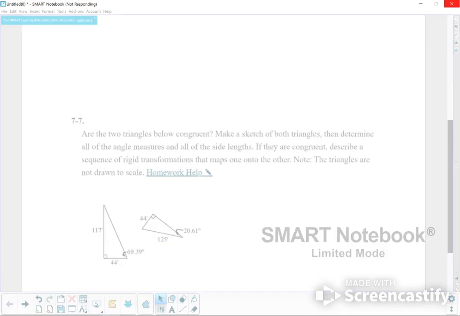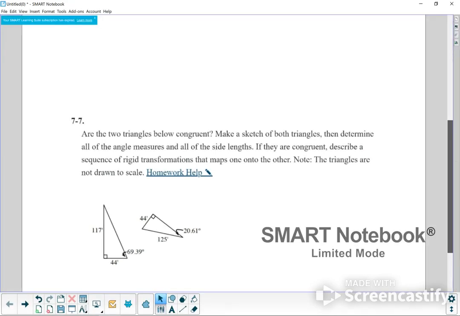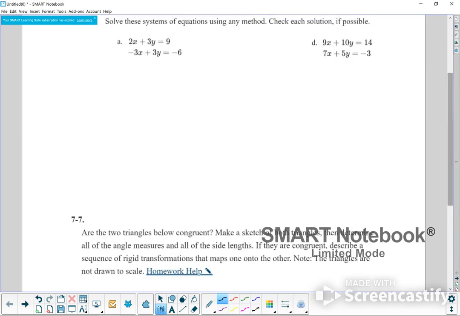So letter A looks like it's ready to go. If you're looking at yours, the 2x and the 3x are fine, but they're not the same yet. So you have to turn them into the same number, and then they are negative and positive, so they're okay. But I think a better bet would be the y's if we can turn those into opposites. So I'm just going to multiply the bottom equation by -1.